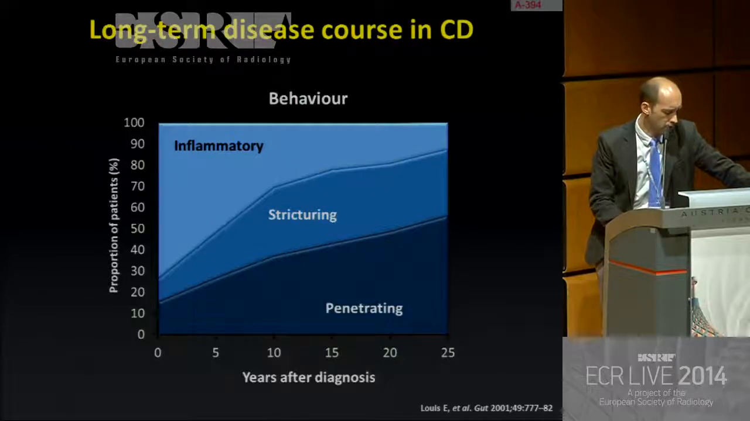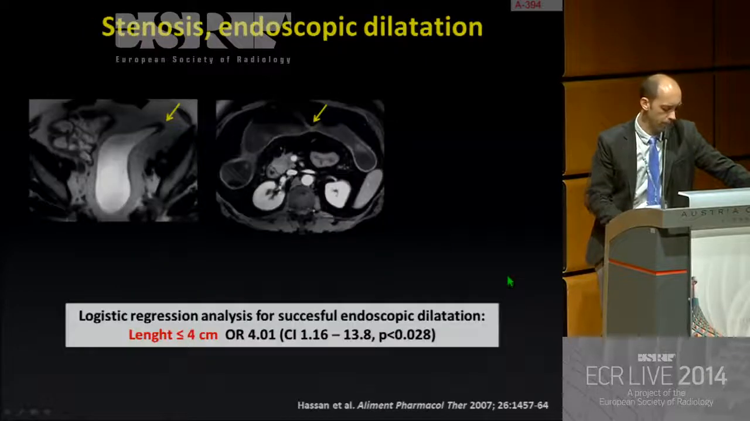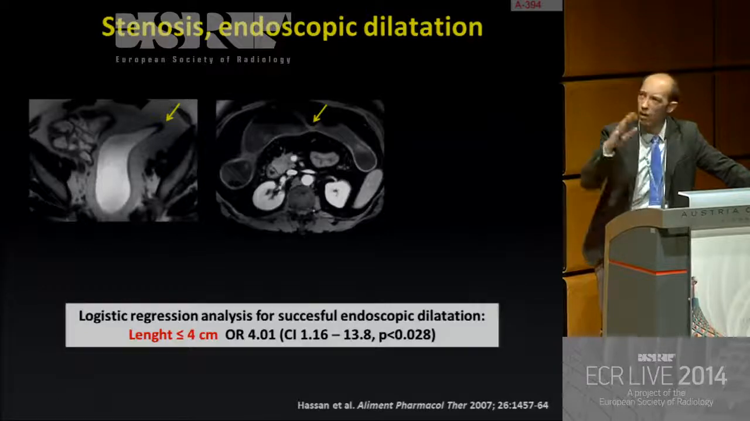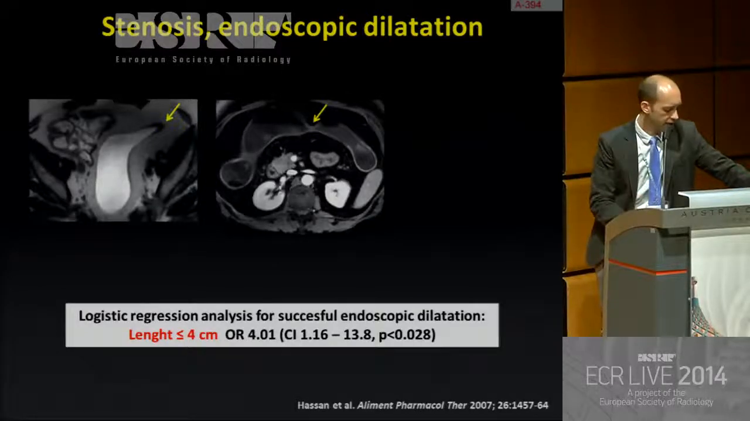The classical complications of Crohn's disease are these, and the number of stricturing and penetrating lesions increases over time. The pattern is exactly the same as in the small bowel. I will skip all these details, just a brief comment on the stenosis.